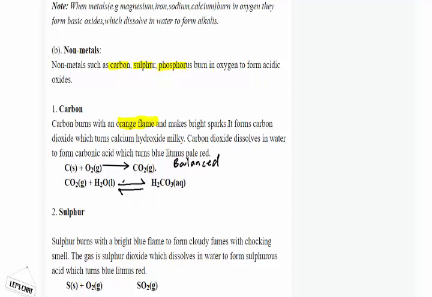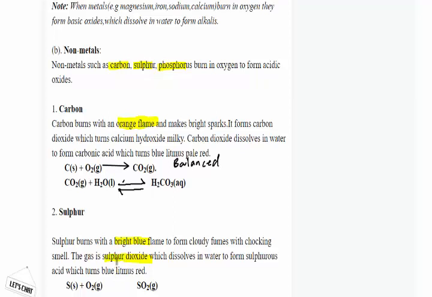Let's proceed to sulfur. Sulfur burns with a bright blue flame to form cloudy fumes with a choking smell. The gas formed is sulfur dioxide, which dissolves in water to form sulfurous acid, which turns blue litmus paper red. Sulfur is a yellow nonmetal.